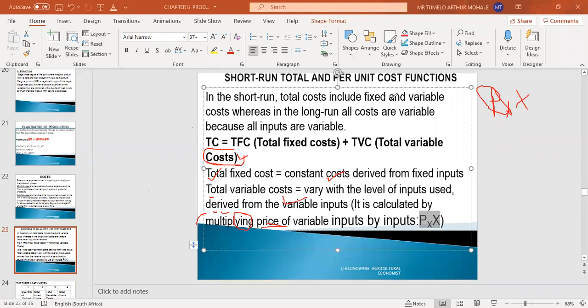Do you agree? This is the money we are going to pay for buying seeds, for buying laborers, for buying land, for buying other resources. All those are the inputs, and input is denoted by X. That is why we take the price of X, which is the price of input, and multiply by the total number of inputs in order to get the total variable cost. Do you understand the reason why they are using price of X multiplied by X?